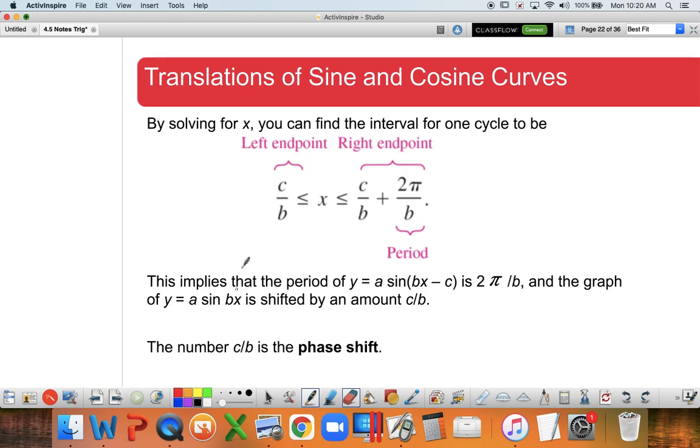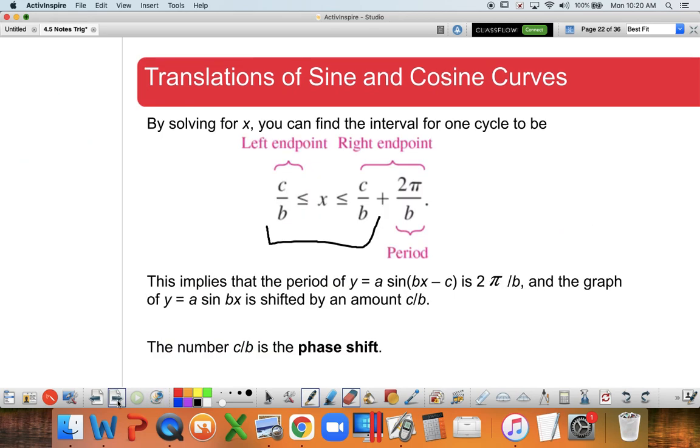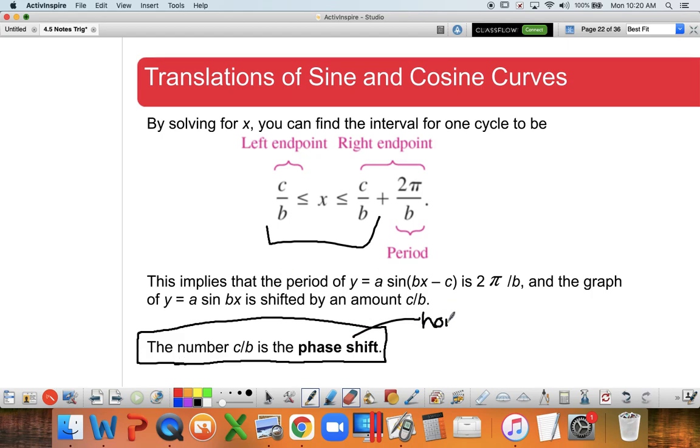So here's what your book is telling you. Your left endpoint, your right endpoint, your period values here. I wouldn't recommend memorizing this formula. If you're going to memorize the formula, I would memorize these two. You're just going to plug what's inside the parenthesis equal to 0 and then equal to 2 pi, and you're going to solve. Remember, this is going to have numbers in it. We'll do an example to show you. But the one that you may want to remember is that C divided by B is your phase shift. And the phase shift really just stands for your horizontal shift. How much are we moving from our original function that we're used to?